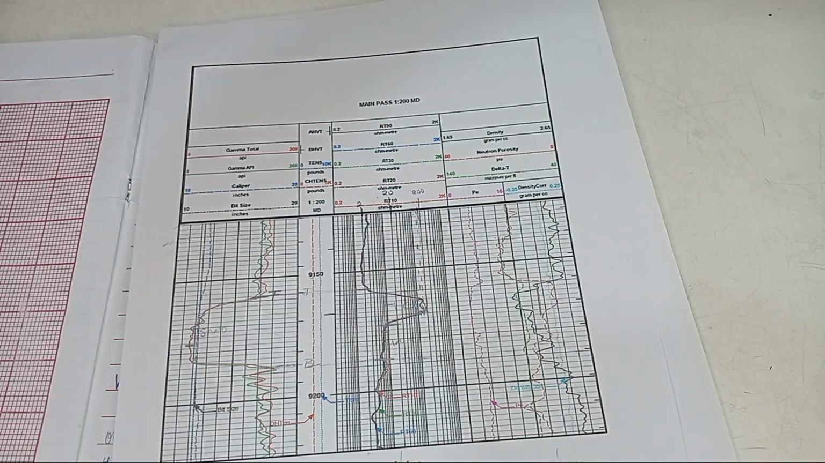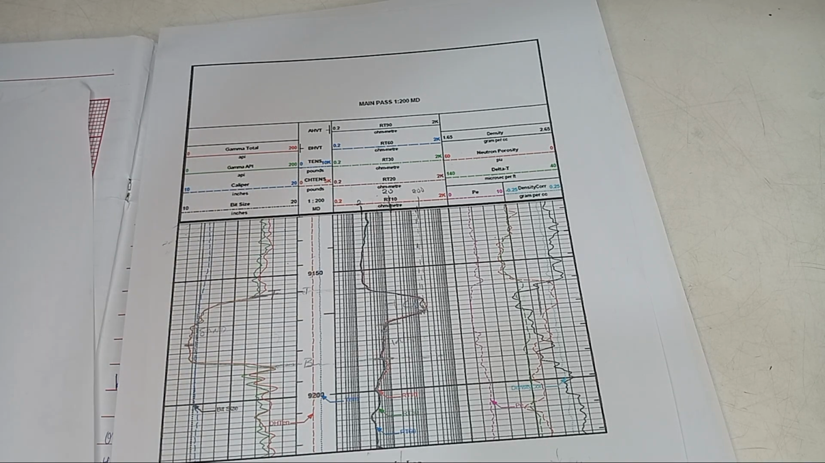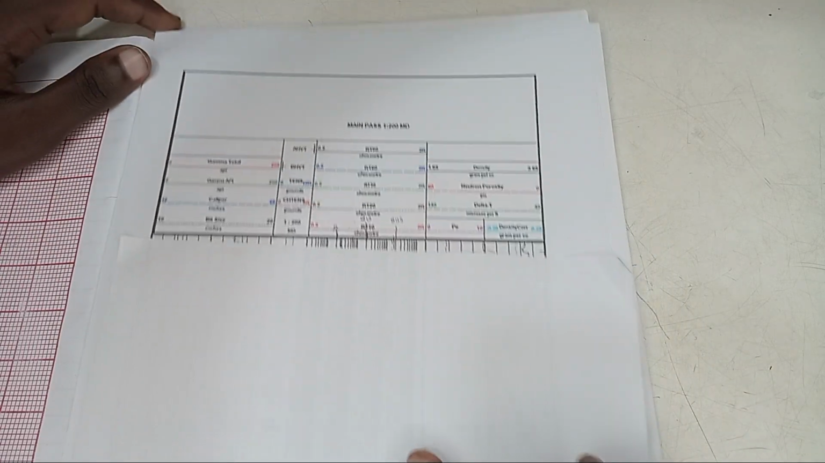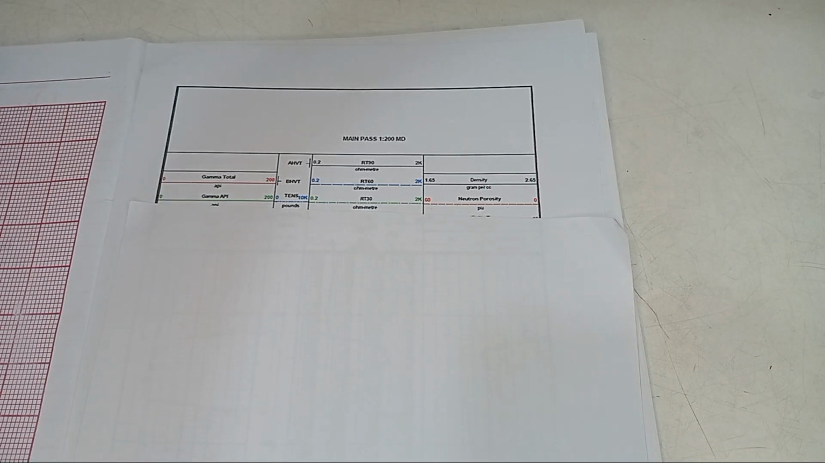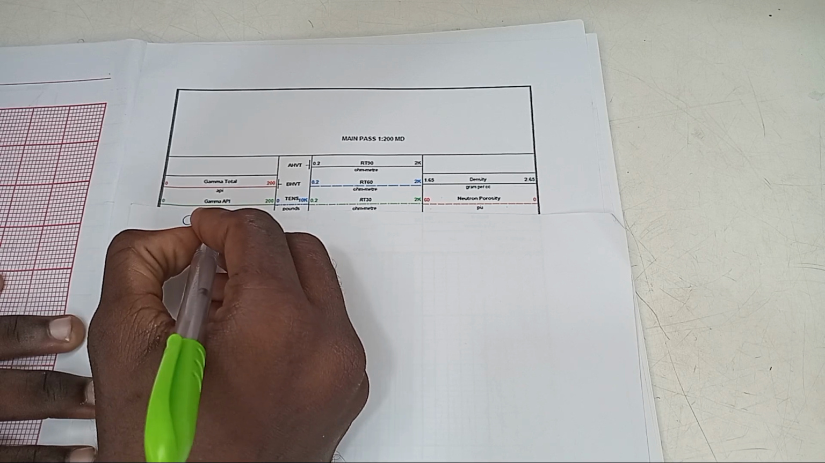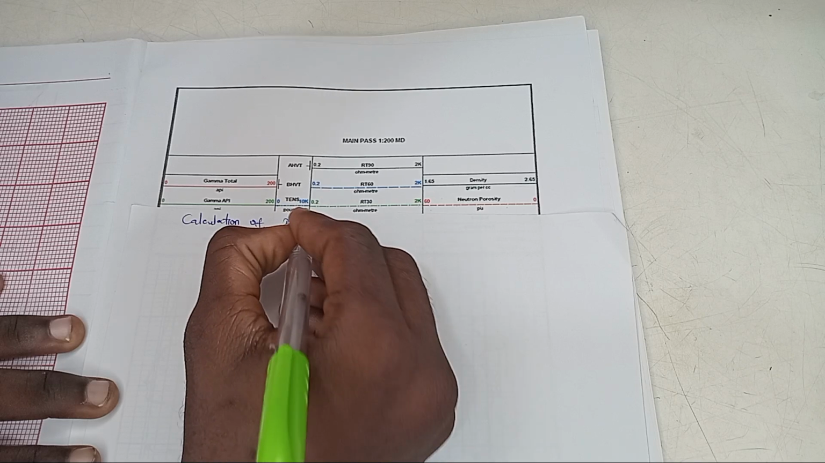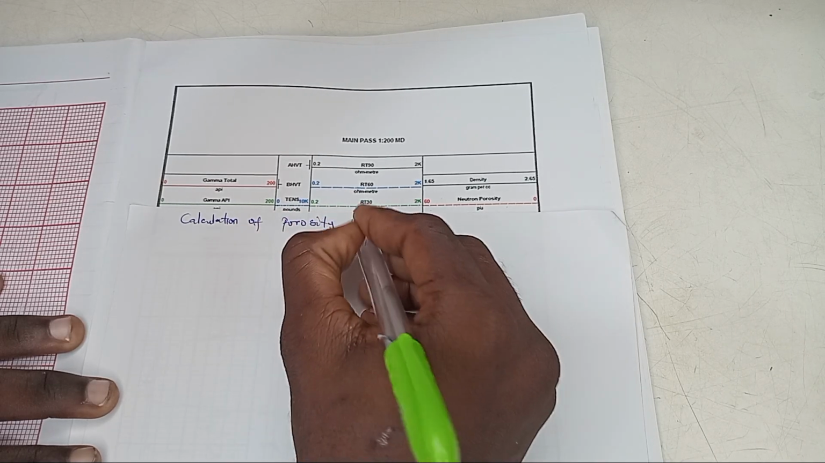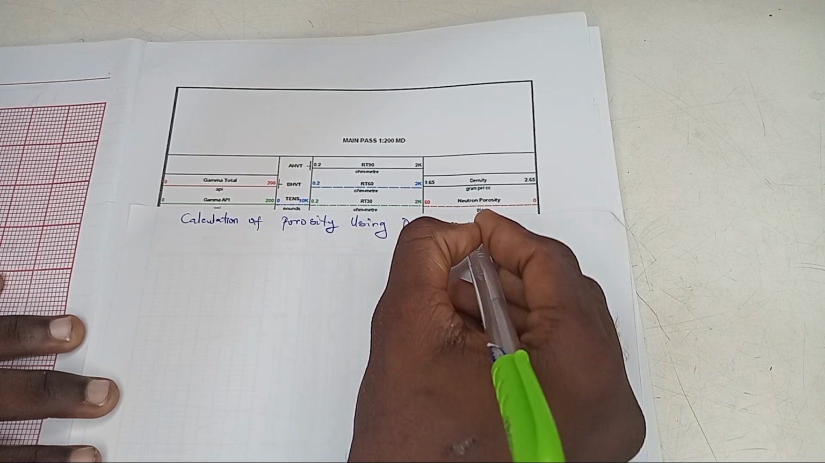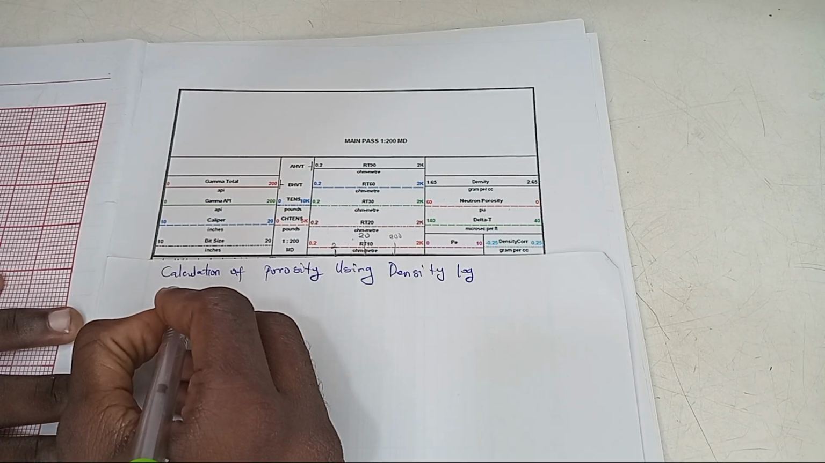Now, before that, I've always talked about the scale, and we need to be conscious of that. Let's start with the density log: calculation of porosity using the density log. How do we go about it? The first thing you have to notice is your scale.